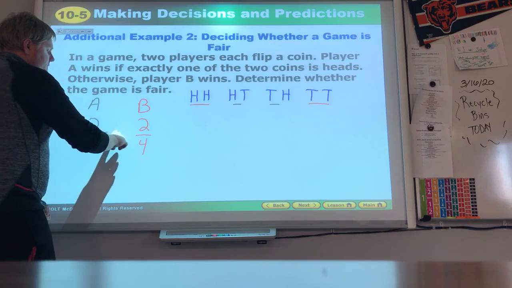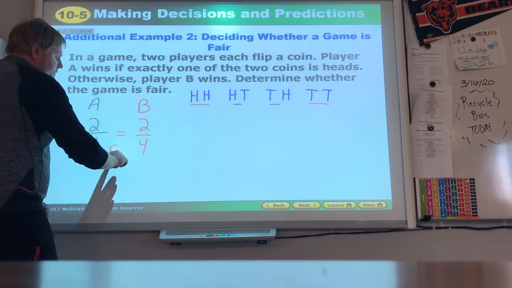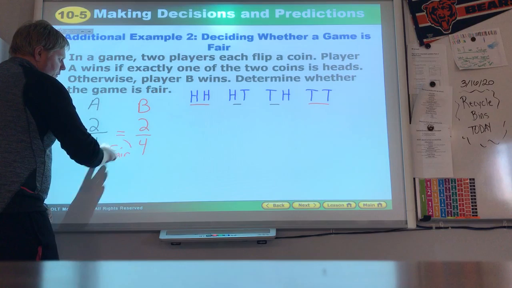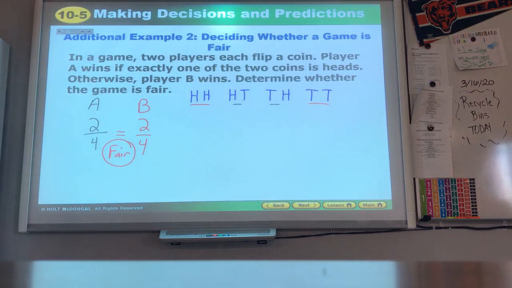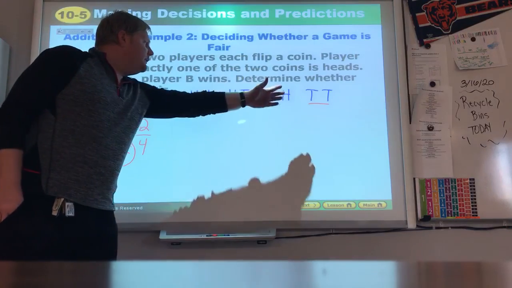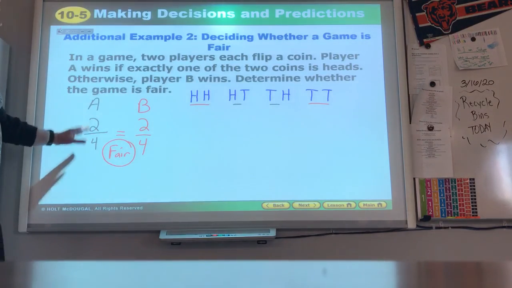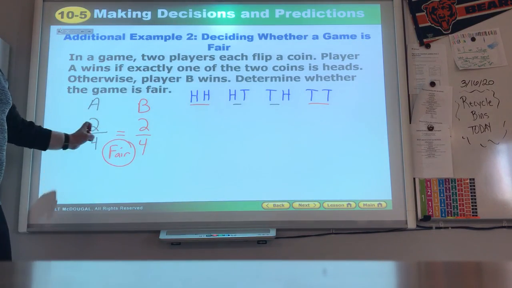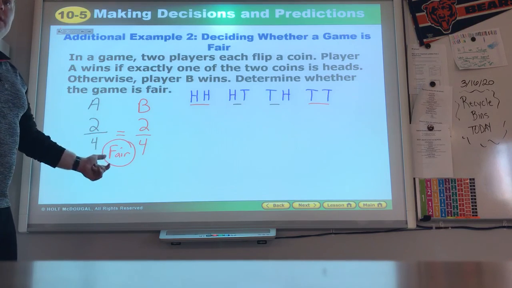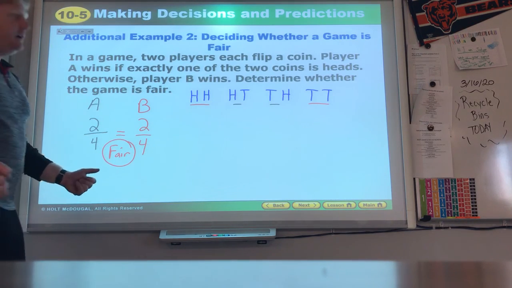This is equal, and therefore the game is fair if they both have an equal chance of winning. We found out the total outcomes. We saw which one met for player A, which one met for player B, and we compared them. If they are equal, it's fair. If they're not, it is an unfair game.